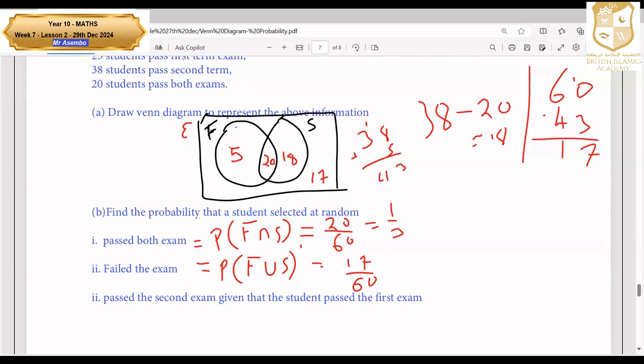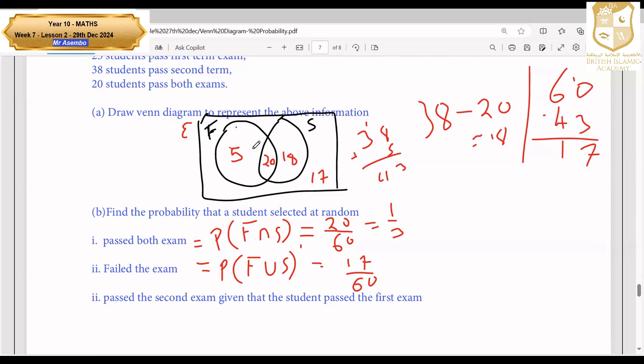Now, Roman 3 says, find the probability that the student selected has passed the second term exam, given that he passed the first term exam.